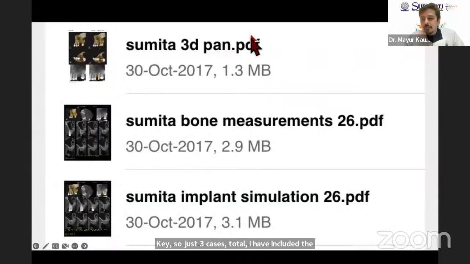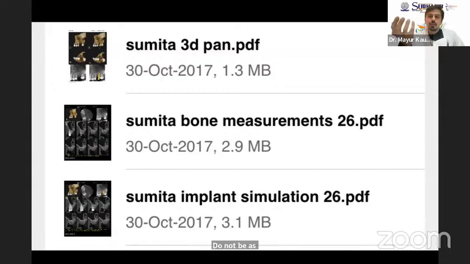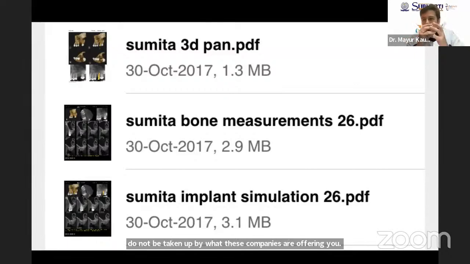So please understand this report as an implant practitioner, you have to evaluate yourself on your iPad, computer screen, wherever. Do not be a sort of uneducated person. Do not be taken up by what these companies are offering you. They're offering us stents, blindly place an implant. They are offering us something else. This thing will be done robotically. Nothing will happen robotically, at least not during our lifetime. You can take it from me.